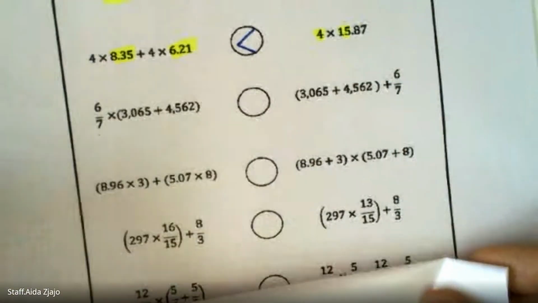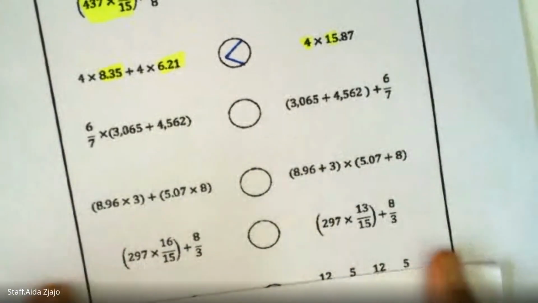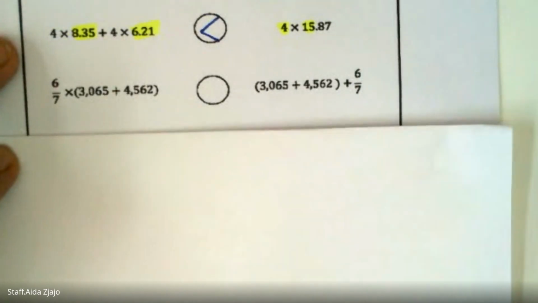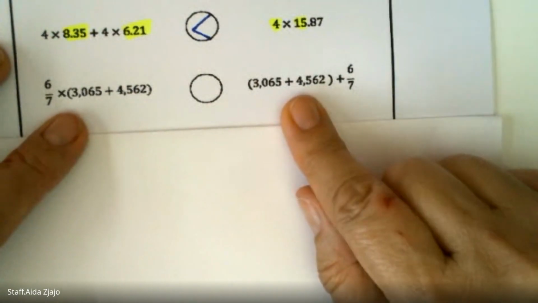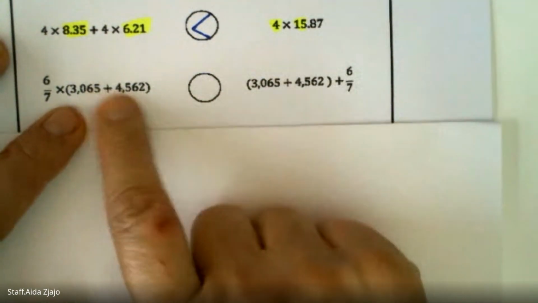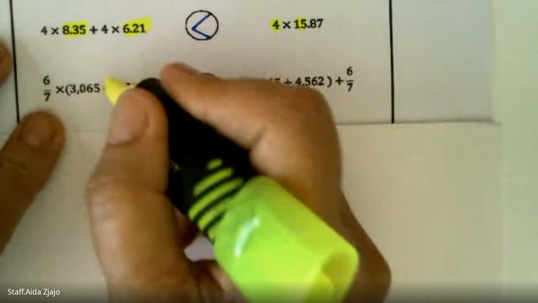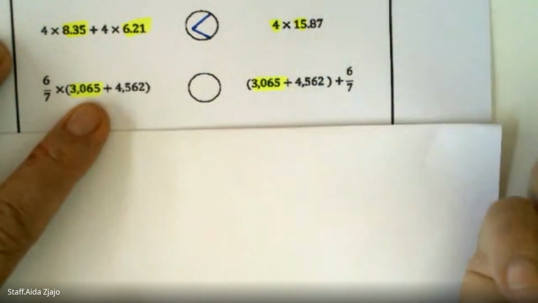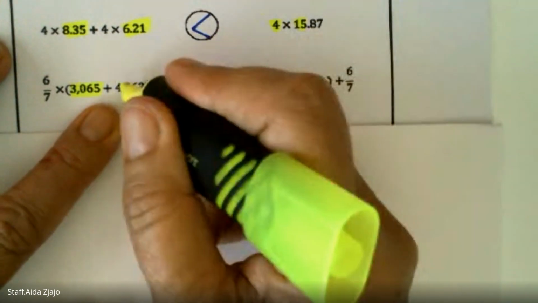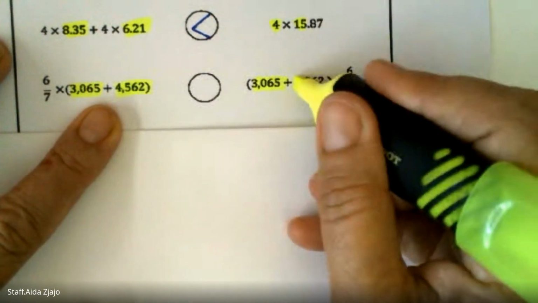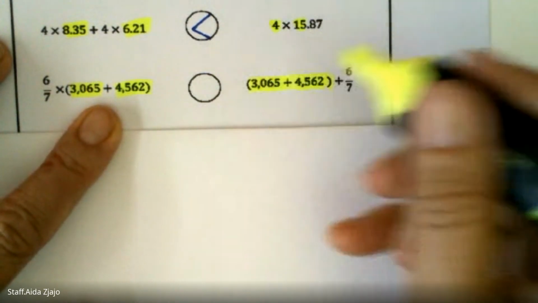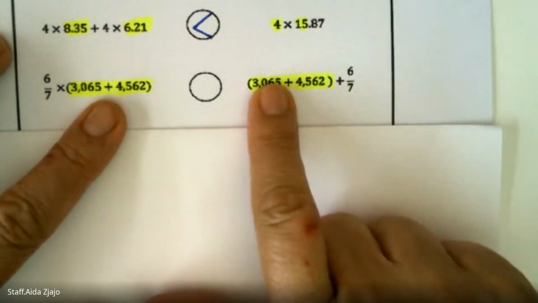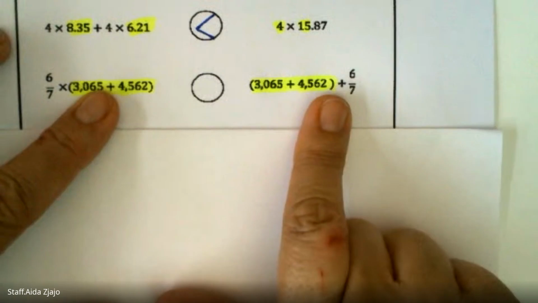Next, all right. Here we have 2 addends, 3065 on this side, 4562, and this is the same. So this sum, which is the result of addition, will be the same. So this is the same as this one.